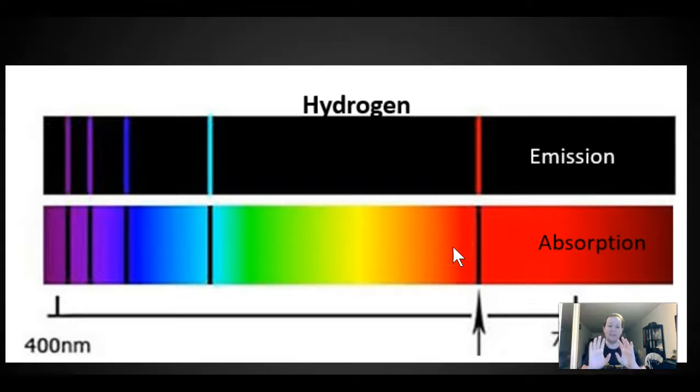So here's a picture. Here's one type of atom, hydrogen. This is what we saw in our last video, our last activity. This is the light that's being scattered. Sometimes you see the word emission. We're not really going to use that word. Let's use the word scatter. It's kind of easy. Hydrogen scatters these types of light: purple, blue, kind of a light blue, and red.